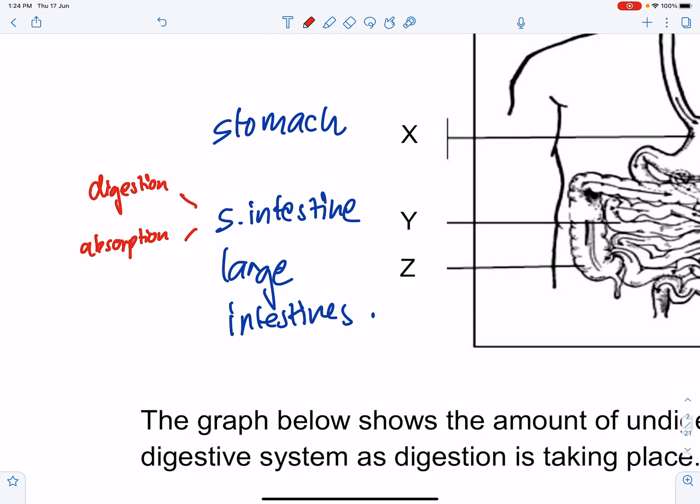Do take note also that the complete digestion of food happens in your small intestines. When you go on to your large intestine, no digestion actually happens. Instead, the function of your large intestine is just to absorb excess water and mineral salts.